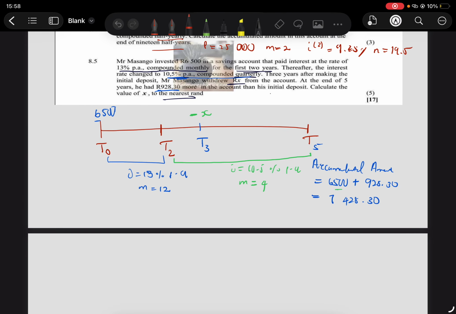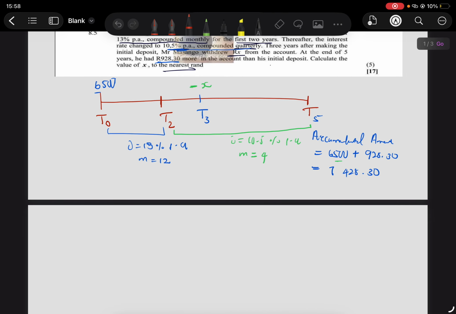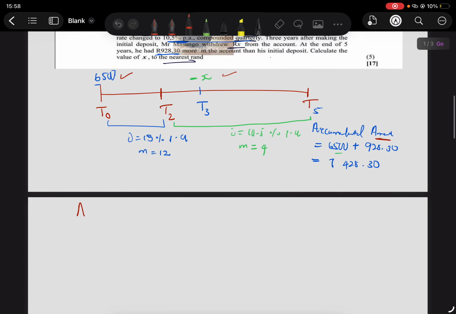So how I normally do it, or how I advise a learner to look at this, is to look at it as us having two separate investments, where we have the 6.5 and we have the x, which in this case is the withdrawal, hence minus x. Both of these investments must lead to the accumulated amount that we have at time 5. So what I mean is that a total is essentially A1 plus A2, where your A1 will speak to the 6.5 and the A2 will speak to the x, or the withdrawal.